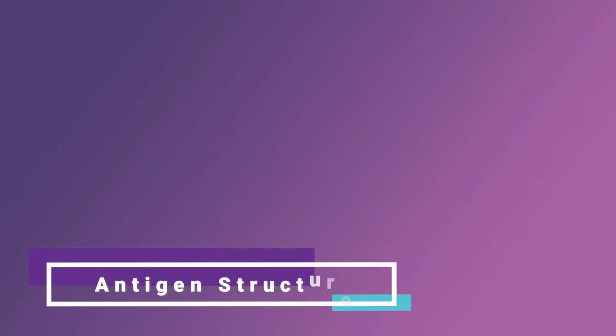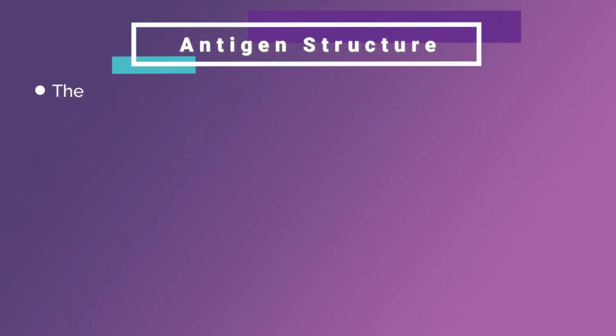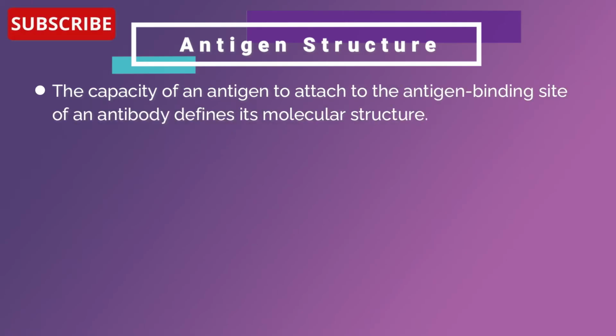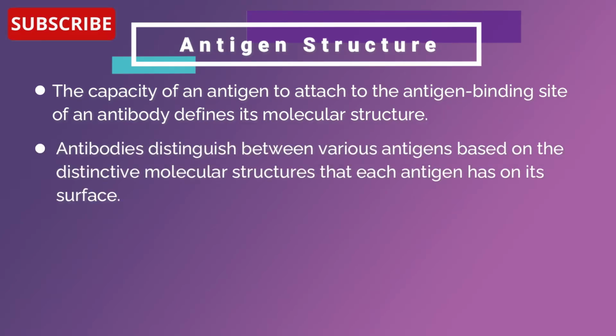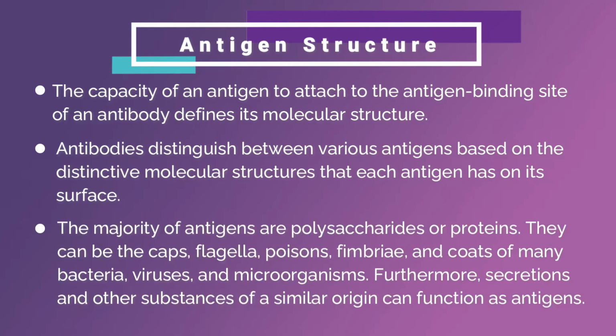Now let's learn about the antigen structure. The capacity of an antigen to attach to the antigen binding site of an antibody defines its molecular structure. Antibodies distinguish between various antigens based on a distinctive molecular structure that each antigen has on its surface. The majority of antigens are polysaccharides or proteins.